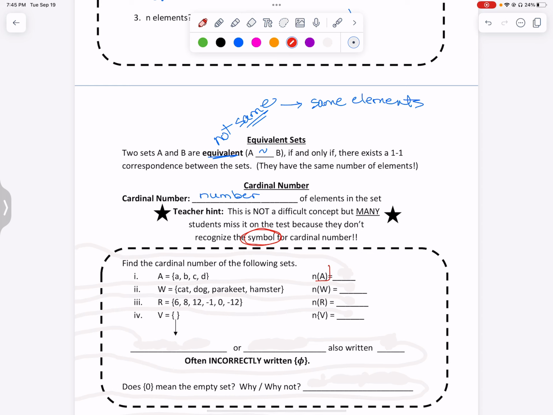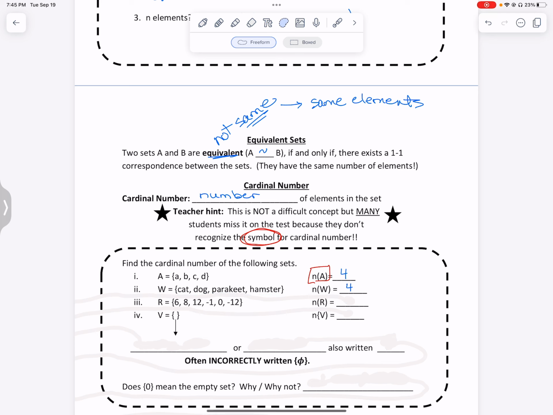Notice the symbol. It's n of A, with parentheses. So here's my A, there's my set, and this right here says, what is the cardinal number of that? So A, B, C, D. There's 4 letters in there, so the answer is just 4. It's that easy. What's the cardinal number for this next set? Cat, dog, parakeet, hamster. There's 4 in that one too. So the cardinal numbers are the same, so these would be considered equivalent. They're not equal, but they would be considered equivalent sets.